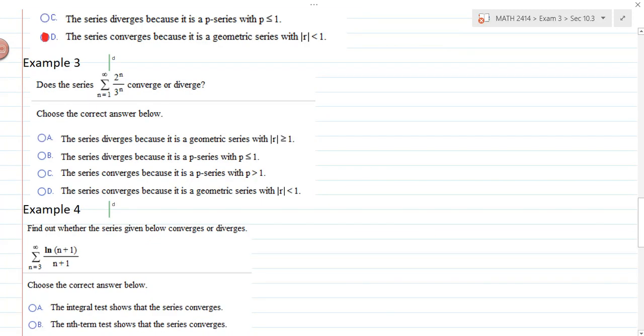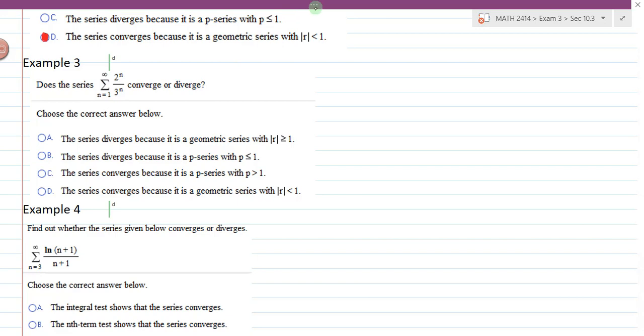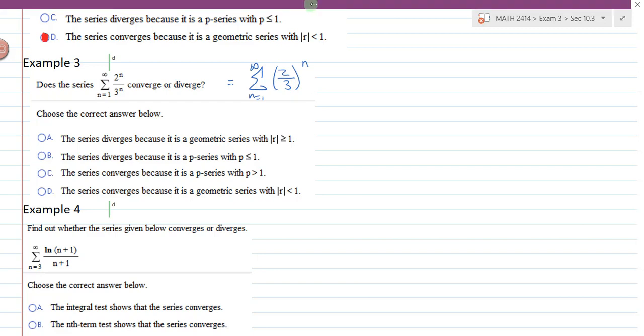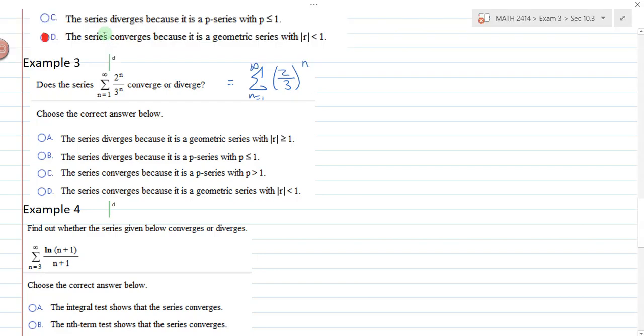In example 3, this one would also be easier if we rewrote it. What could I write this series as? When I undo the distributing of the exponent, I would get 2/3 raised to a power of n. Is this series going to converge or diverge, and why? It's a geometric series where r is equal to 2/3, so it's a convergent geometric series.